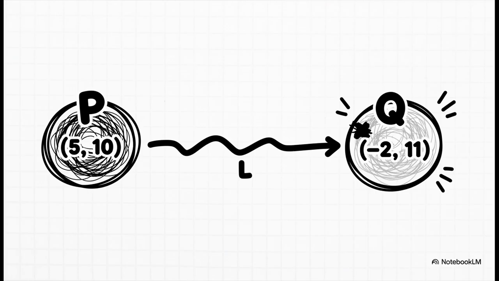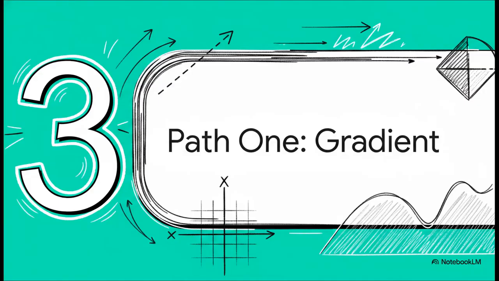It's at -2, 11. We now have 2 complete points that we know are on our line L. P is at 5, 10, and Q is at -2, 11. Now that we have 2 points, we're in a great spot. In fact, the mark scheme actually gives us 2 different equally valid ways to find K from here. Let's check out path number 1, the gradient method.